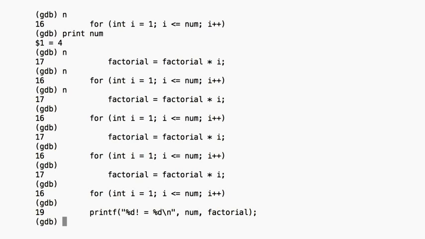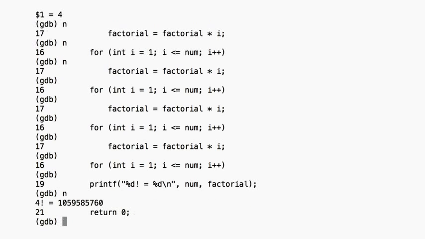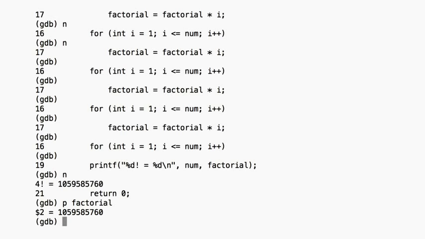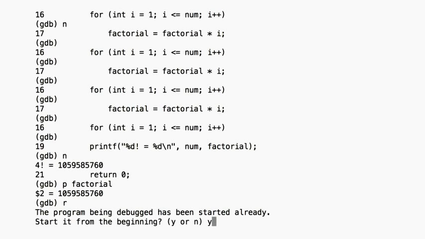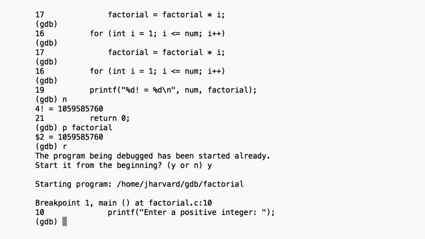Everything seems like it's working, except when we hit next again, we get this huge number instead of 24. If we print out the value of factorial using p, we see that factorial does have this massive number in it. Something's definitely going wrong. At this point, though, we're almost at the end of the program, and it's too late to fix anything. However, we can restart the program by typing r again, and then y to confirm. Now we're back at our breakpoint at the beginning of main.